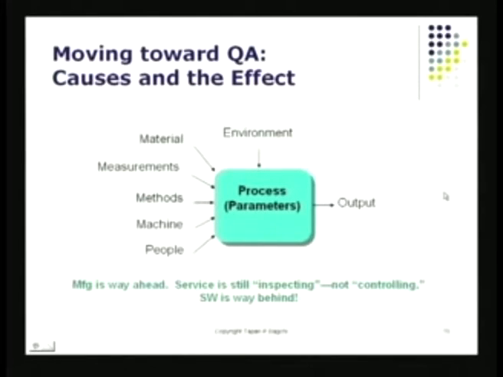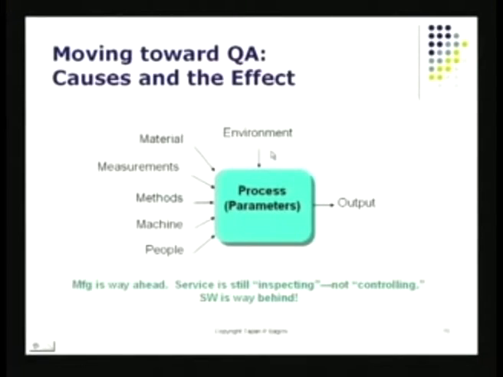Slowly moving toward quality assurance, what do I see? I see a process that is affected by many different factors. It turns out that various sectors in the industry, for example, we've got manufacturing, we've got services, and now the latest, we've got software. Manufacturing, it turns out, is farthest ahead in terms of assurance of quality.